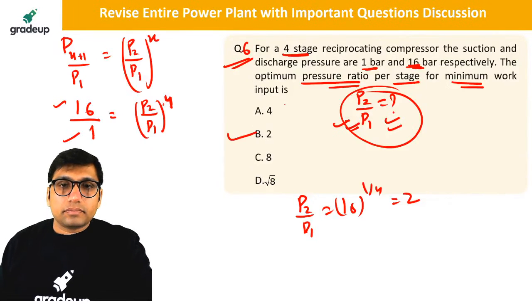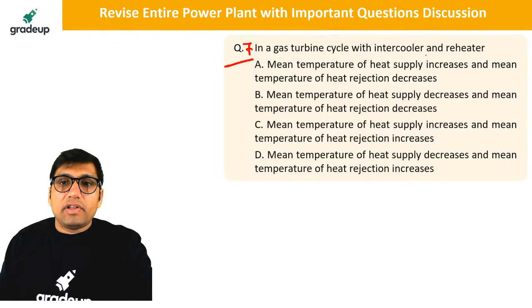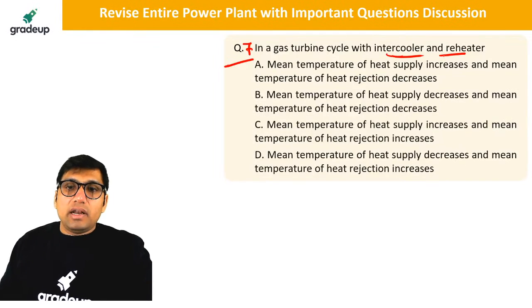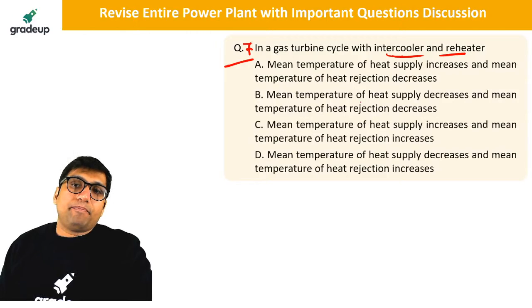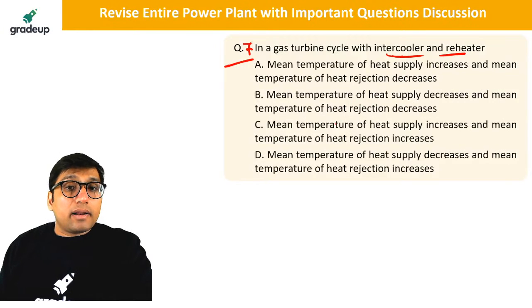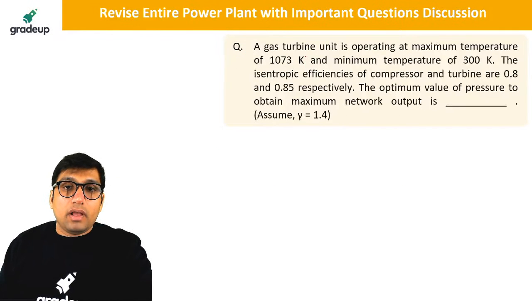This is question number 7: in a gas turbine with intercooler and reheater, what will happen? With intercooler and reheater, the mean temperature of heat supply will decrease and the mean temperature of heat rejection will increase. So this will be the answer for this question, option D.